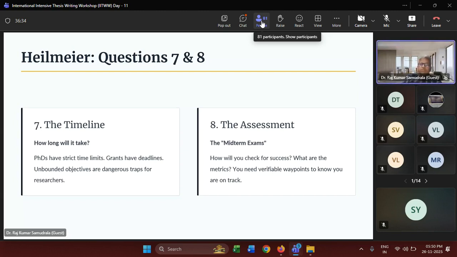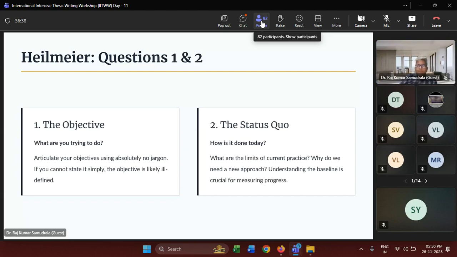The objective. What are you trying to do? Articulate your objective using absolutely no jargon. If you cannot state it simply, whatever you are planning, it should be very simple. If it is not simple, the objective is likely ill-defined. It doesn't have any meaning. It should be a very simple and clear objective.